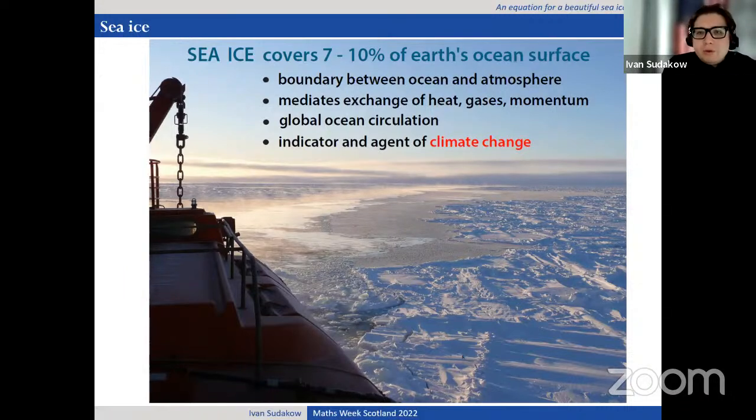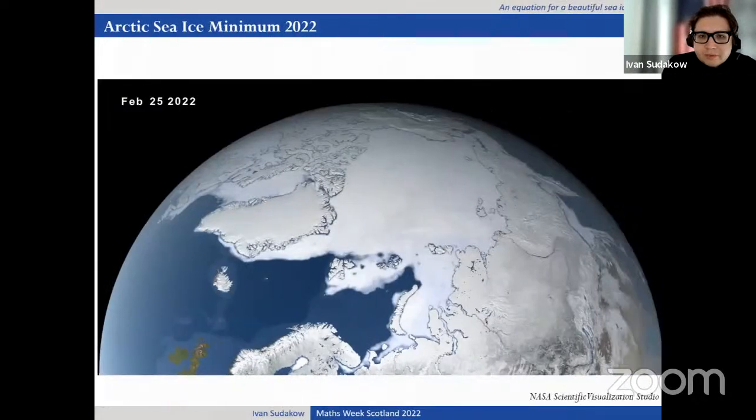And so we can call sea ice an indicator and agent of climate change. This is a nice picture taken from an icebreaker. It shows all these important processes. This is sea ice. This is an area where sea ice is melting, and then the ocean here, and the heat exchange, gas exchange. So it is a very important indicator in the climate system.